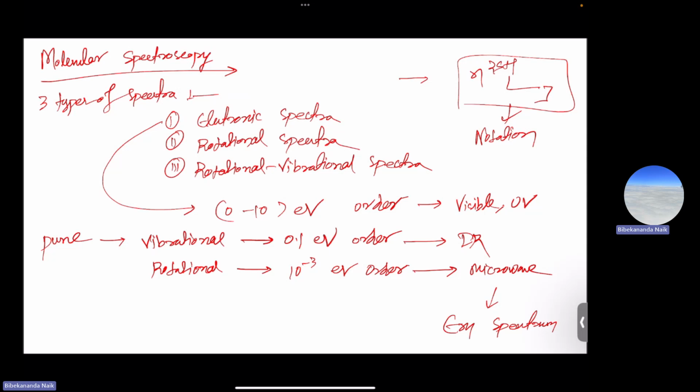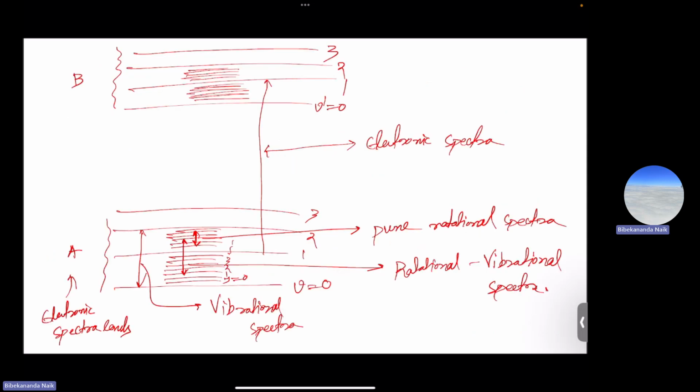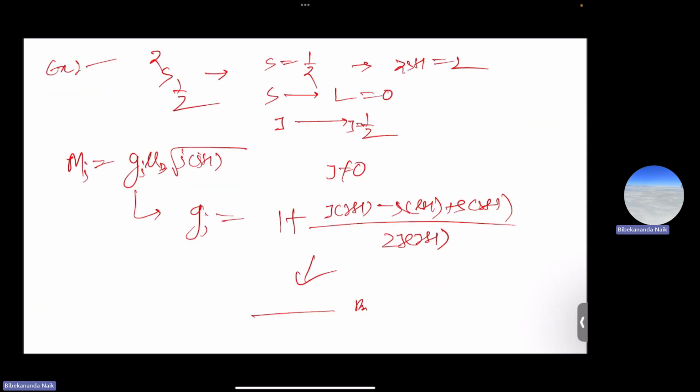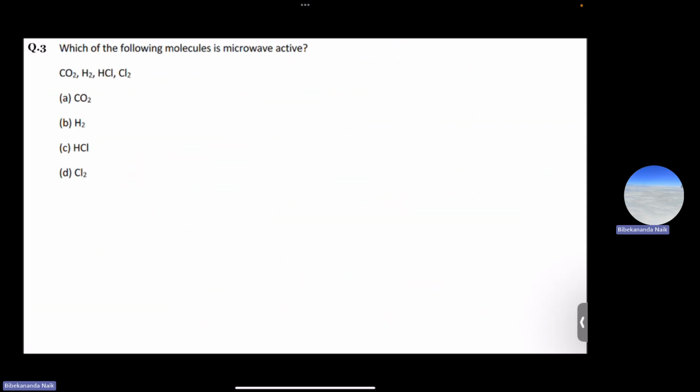So here we discussed the rotational spectra. If you see the order of the energy, the rotational spectra lie in the microwave region of the electromagnetic spectrum. And the microwave region means very high frequency, the order of gigahertz. Basically it is RF and microwave, starting from megahertz and going up to gigahertz. Now if we see from the options, we need to find out which of these four molecules has a permanent dipole moment.